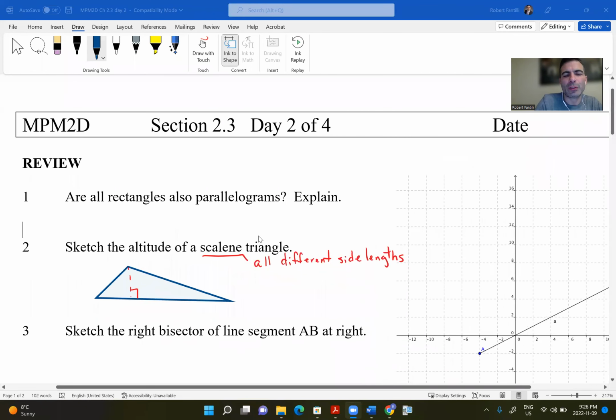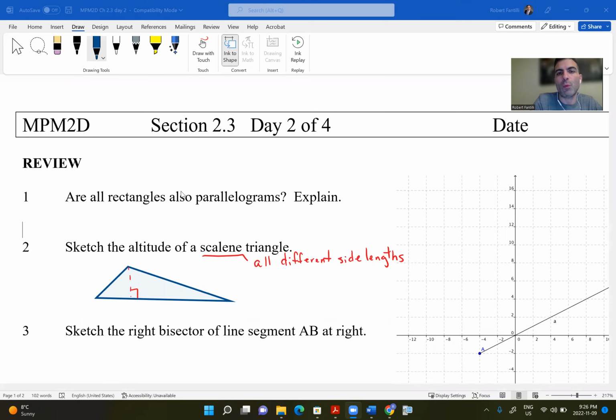First question is, as a review, are all rectangles also parallelograms? Well, first thing we have to ask ourselves is, what is the requirement to be considered a parallelogram? You need two sets of parallel sides. And then we ask ourselves, does a rectangle meet the minimum requirements? Yes, rectangles have two sets of parallel sides, so therefore they are also parallelograms.